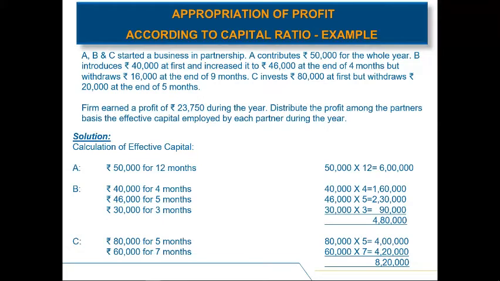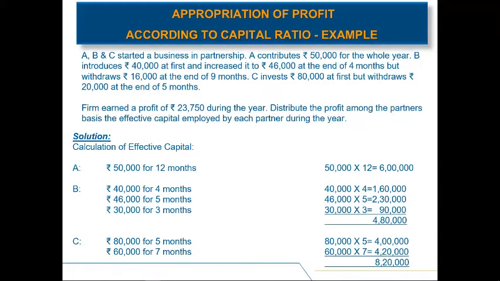At the end of 4 months, he introduced 6,000 as additional capital. So, for the next 5 months, we will multiply 46,000 by 5. But at the end of 9 months, he withdrew 16,000. So the capital left in business by B is 30,000. So we will multiply 30,000 by 3.